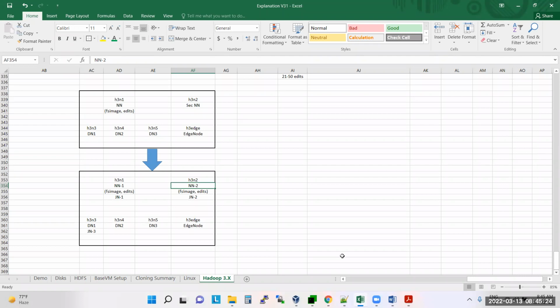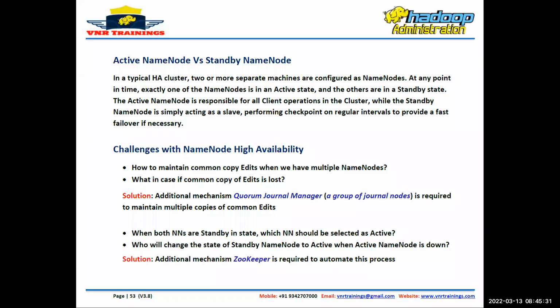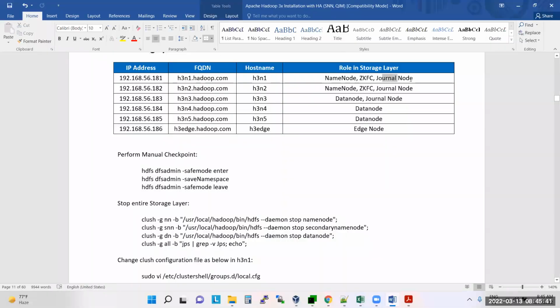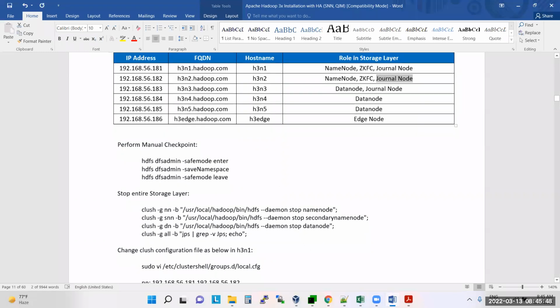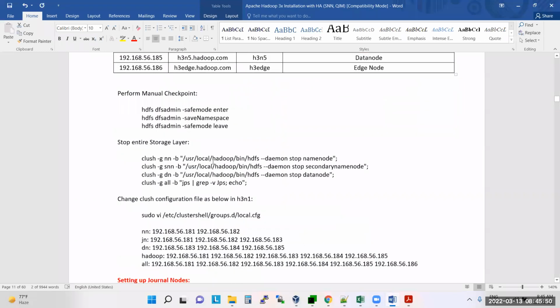Now, challenges with the name node availability. Here we will implement this one: setting up two name nodes with common journal edits. I'm taking two name nodes here, and here we are taking two journal nodes. Here, perform checkpoint. As a first step, you perform the checkpoint in any machine.